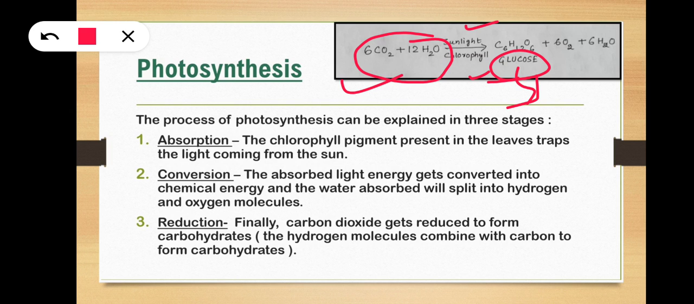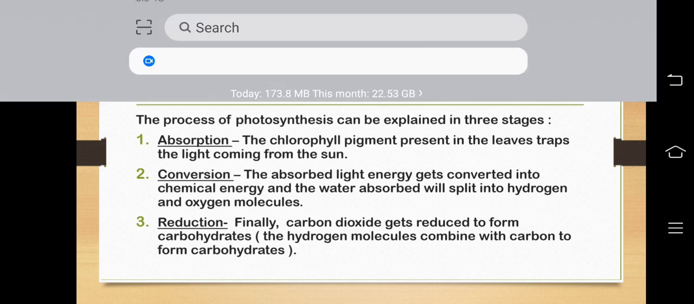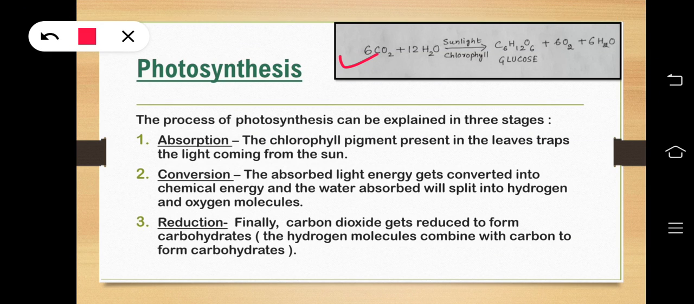So this is the chemical equation which happens in case of photosynthesis. Six molecules of carbon dioxide combined with 12 molecules of water in the presence of sunlight and chlorophyll to give one molecule of glucose plus six molecules of oxygen and six molecules of water. Okay, so what happens now in the process?